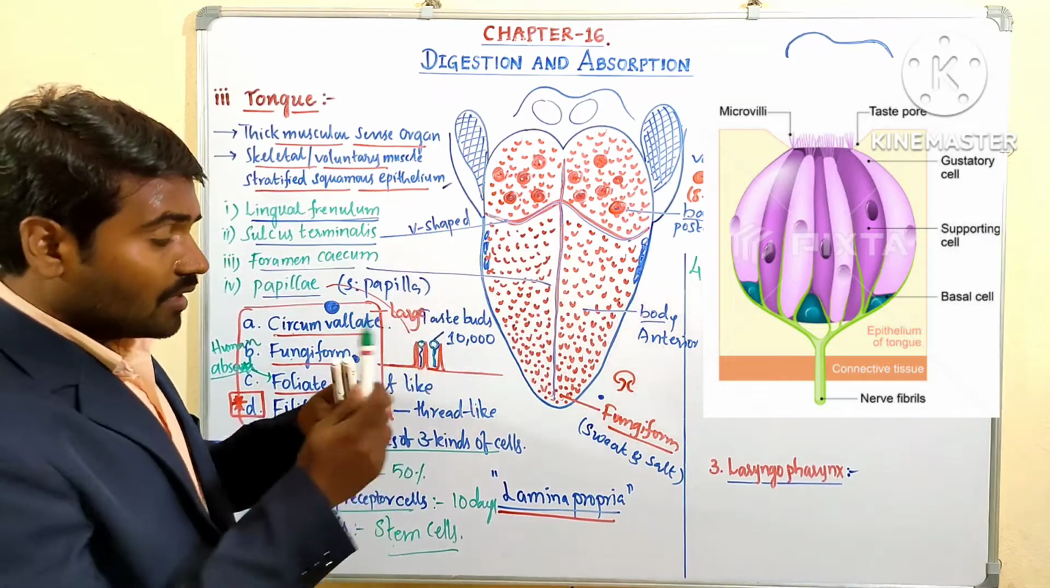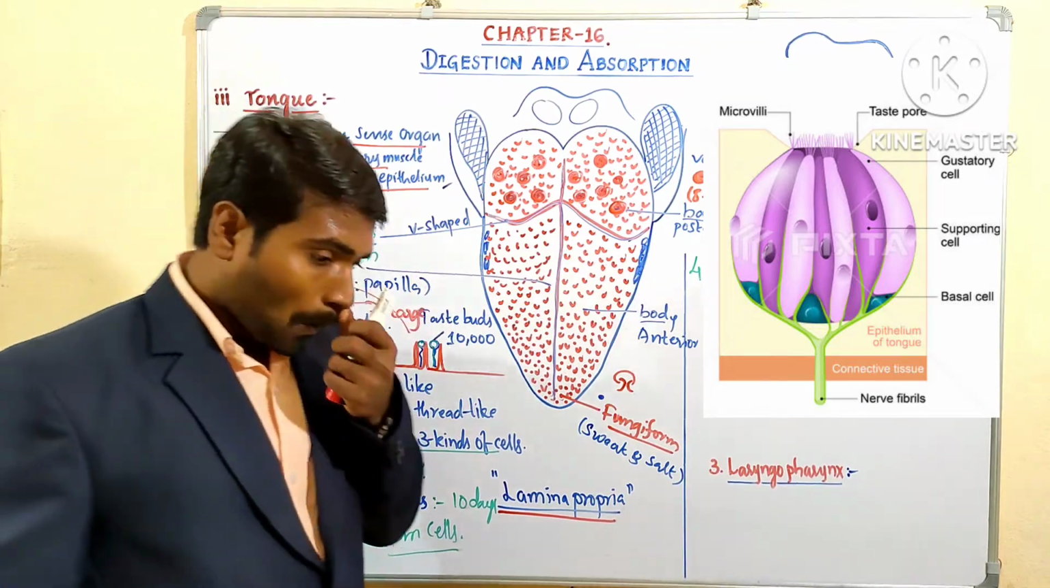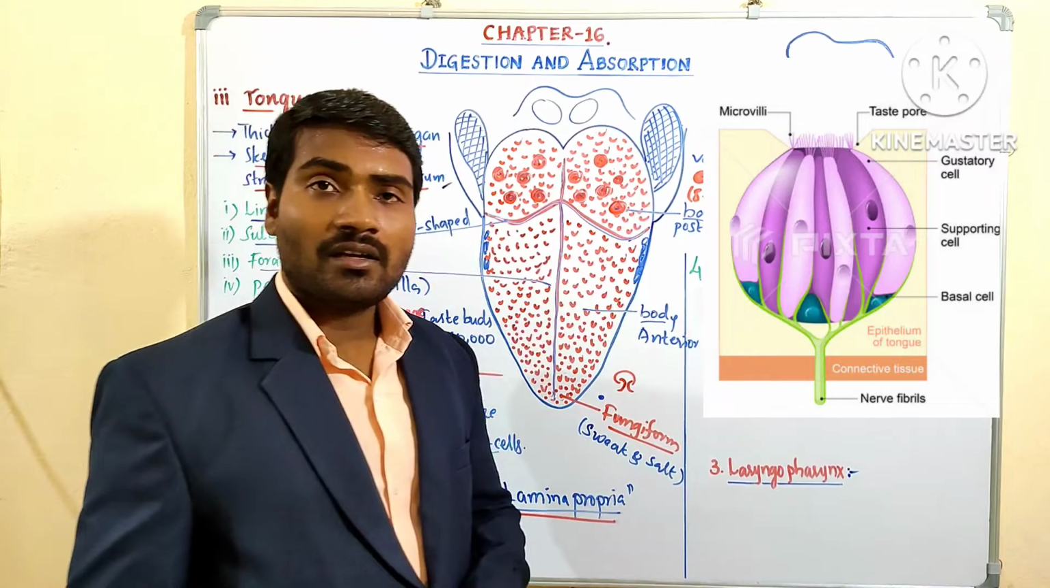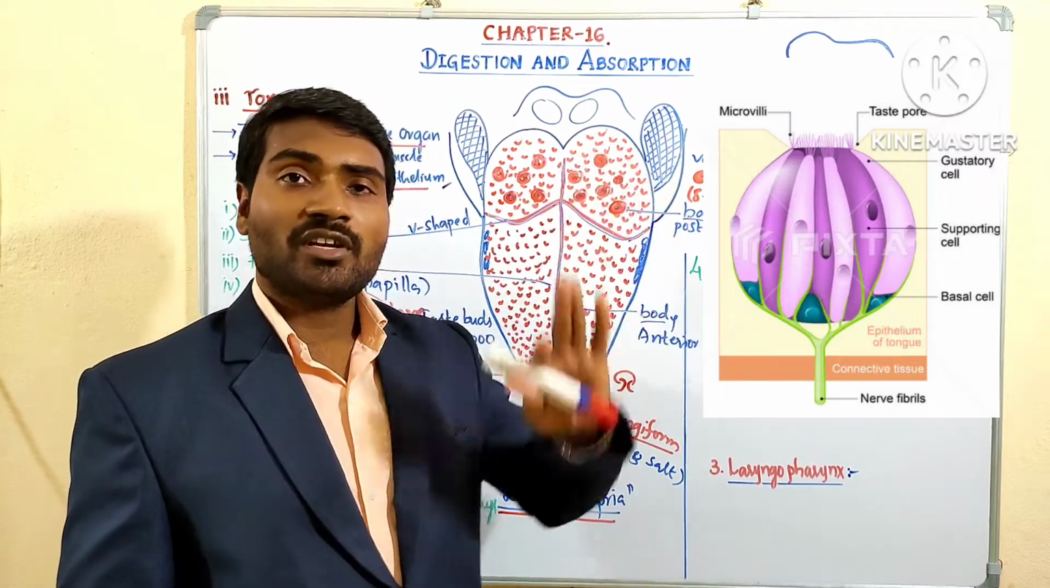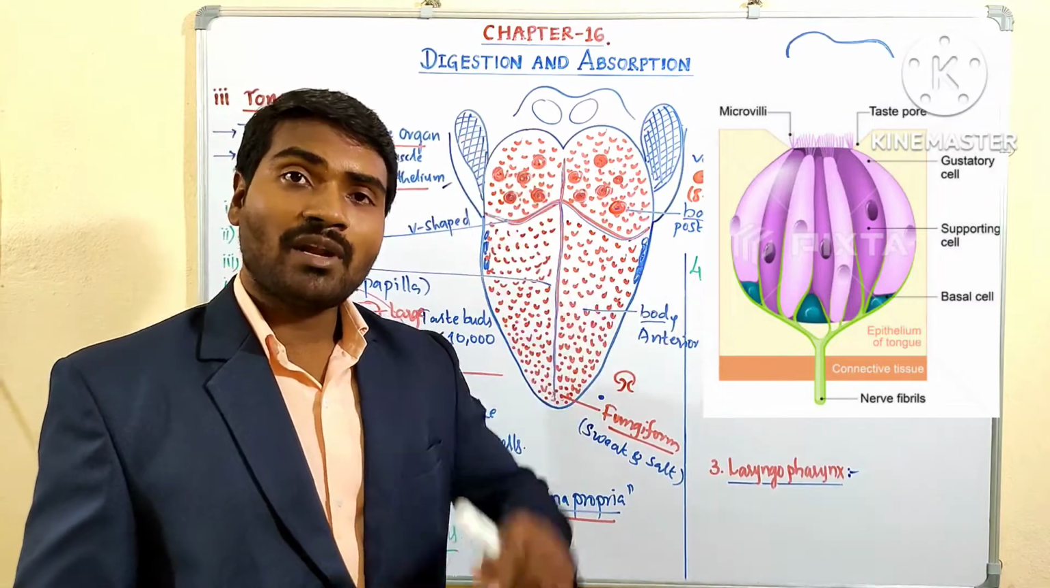Clear? So that is the taste bud. Now, from each taste bud, an afferent nerve starts and carries taste related information to the brain.